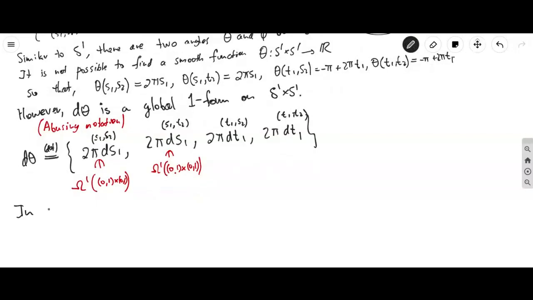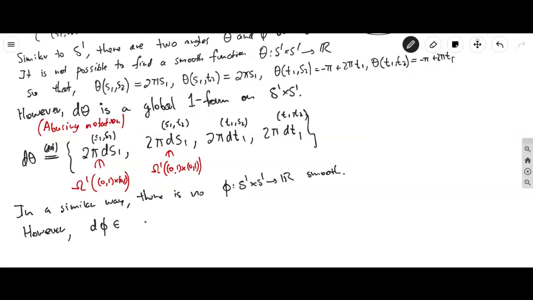And in a similar way, for phi, there is no globally defined angle that goes around the other circle on the torus that is globally defined and smooth. However, d phi is a globally defined one form on the torus. So that's the way we would write it.